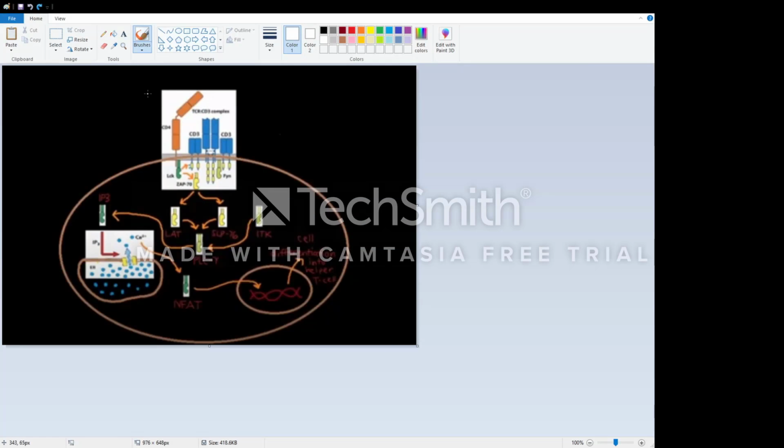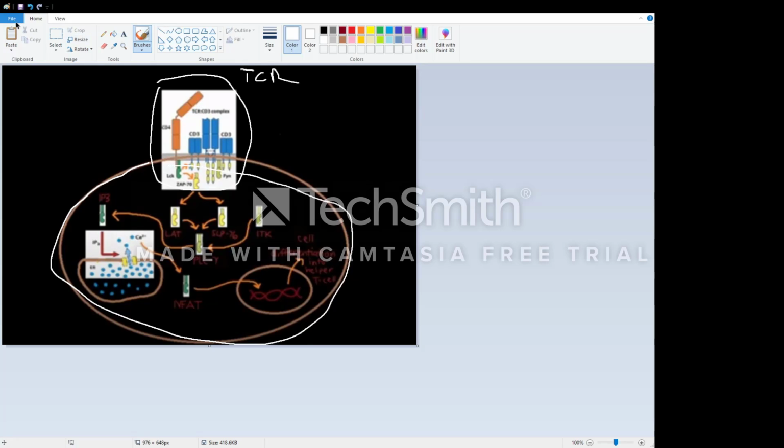Okay, so what we have here is a better look at that protein complex. This is our TCR, that's a T cell receptor, and this is where the signal transduction occurs. This big bubble. Let me break this down. Here we have a bunch of proteins, and these proteins are all going into a chain reaction of phosphorylating each other.